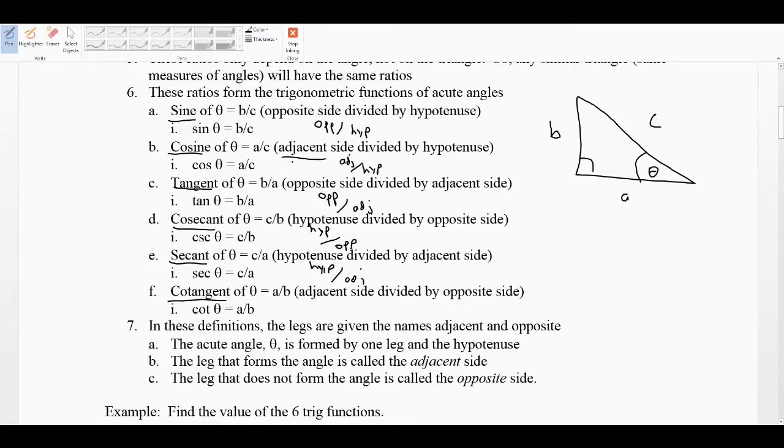It's the reciprocal of the cosine. So if cosine is adjacent over hypotenuse, secant is the hypotenuse over the adjacent. And so that's C over A, because A is the adjacent. And then cotangent is the adjacent over the opposite. And the adjacent is A, and the opposite is B. It's A over B, which is the reciprocal of tangent, which is B over A.